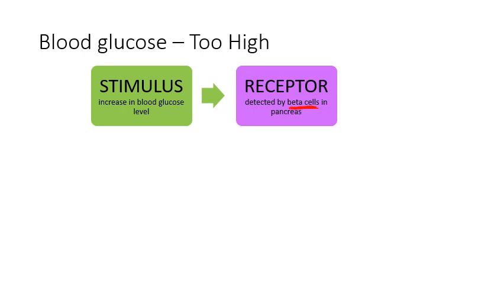Not something that we've talked about before, but it's good to know that term because you'll probably come across it quite a bit if you're doing external reading in your textbook or looking at online resources. So these cells in your pancreas have receptors on them that are detecting that change in your blood glucose levels. Now next in our stimulus response model is usually our control center.